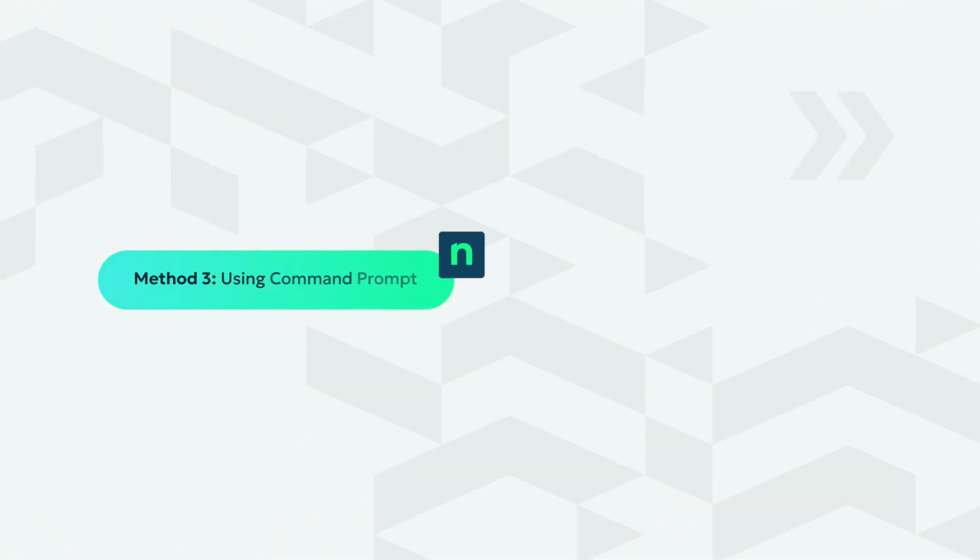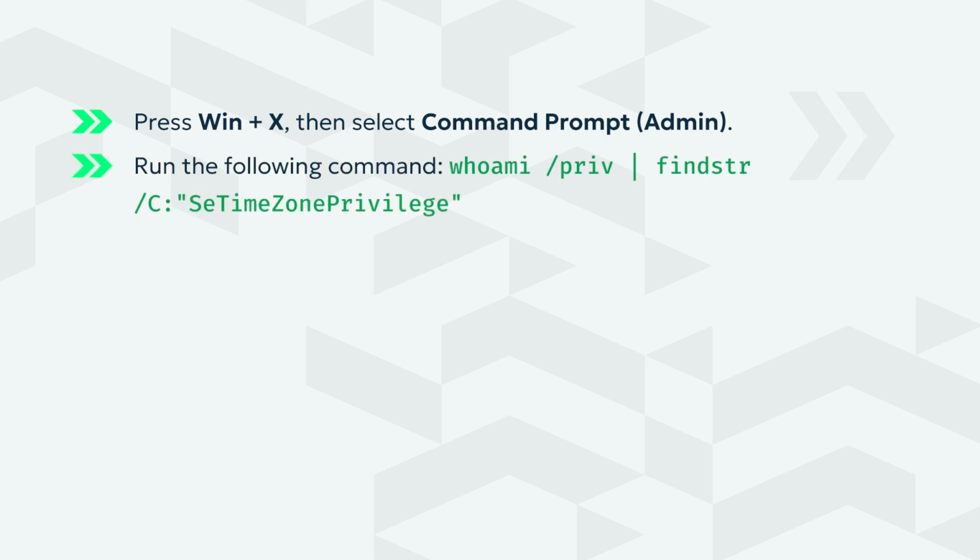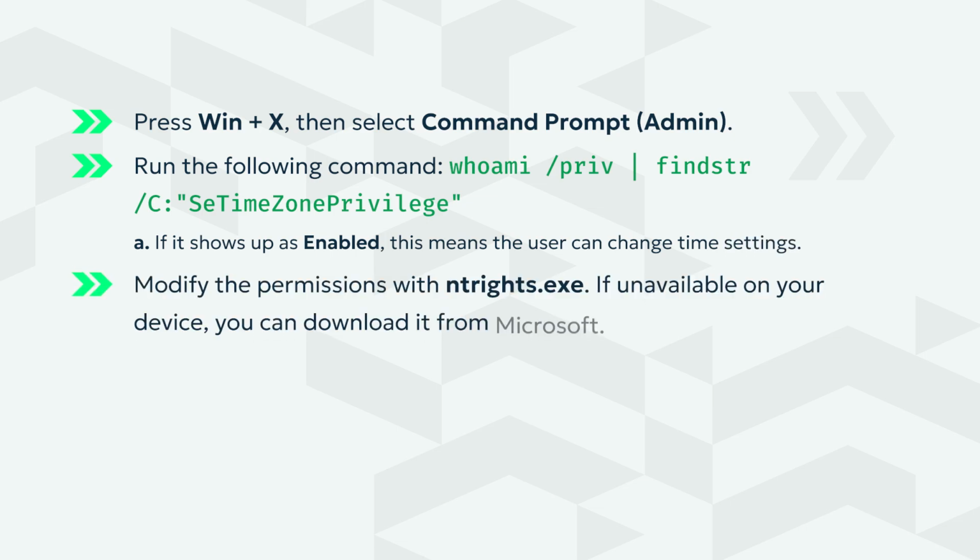Method 3. Using Command Prompt. Press Win+X, then select Command Prompt (Admin). Run the following command. If it shows up as enabled, this means the user can change time settings. Modify the permissions with ntrights.exe.